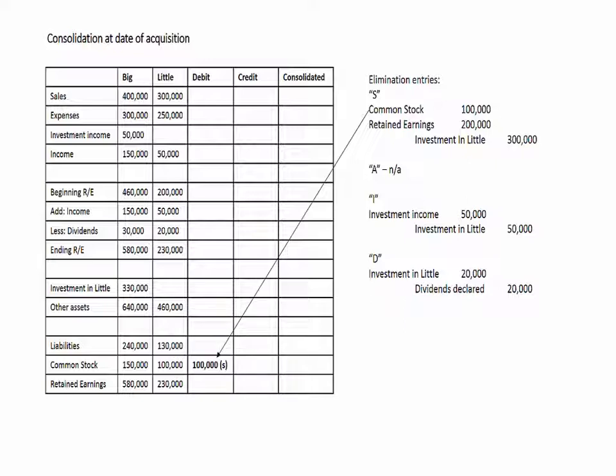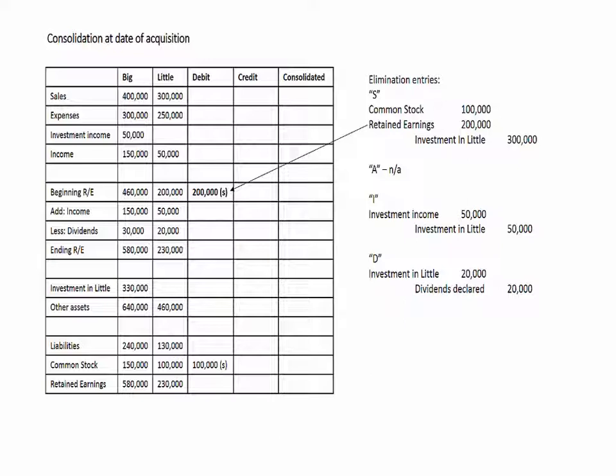First, we debit common stock. So down in the owner's equity section of the balance sheet, we put a $100,000 debit by the common stock account. Next, we post the $200,000 debit to retained earnings.